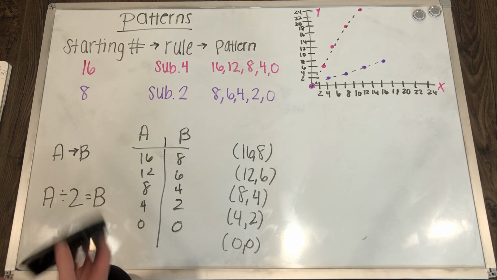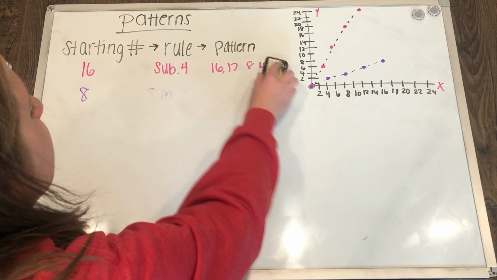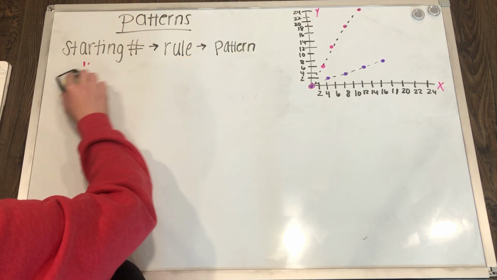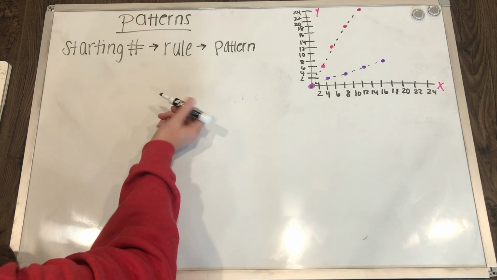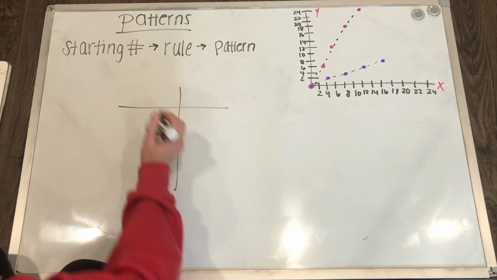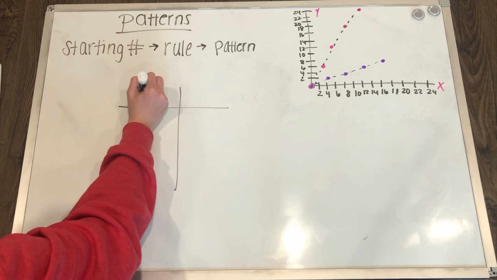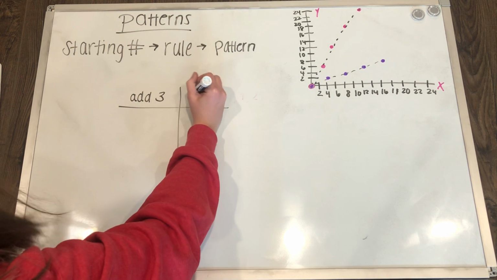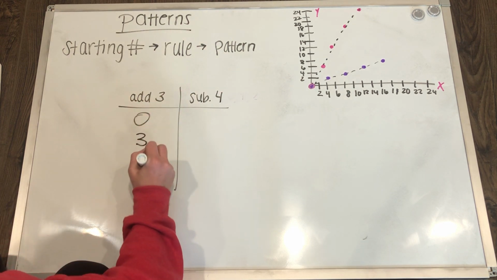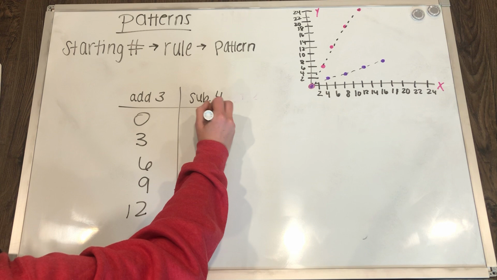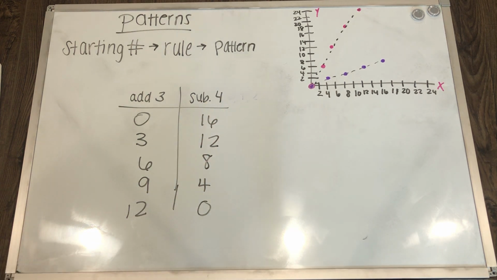Well, now let's see what happens if we have an adding and a subtraction rule. Let's see what happens then. So let's use two that we've already done before. We'll use our add 3 pattern and our subtract 4 pattern. So 0, 3, 6, 9, 12, and 16, 12, 8, 4, 0. So let's now do this one.